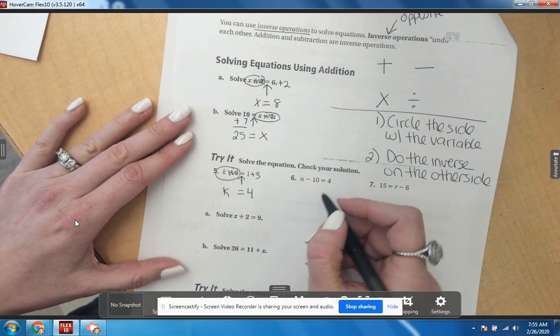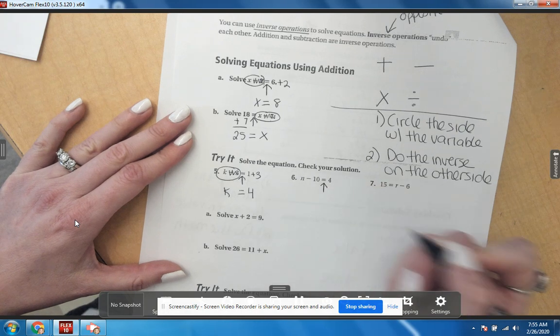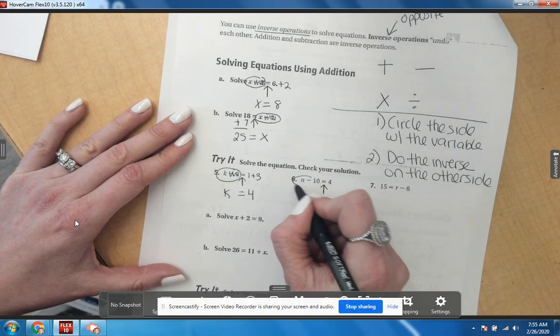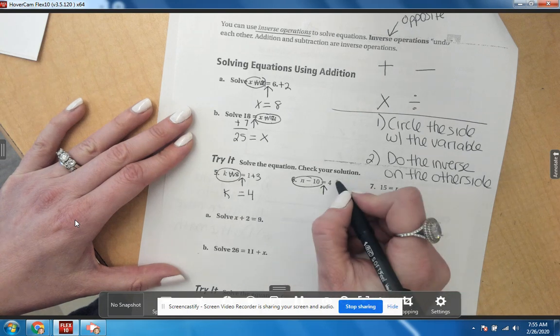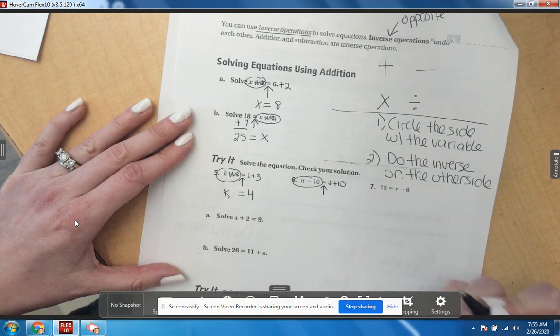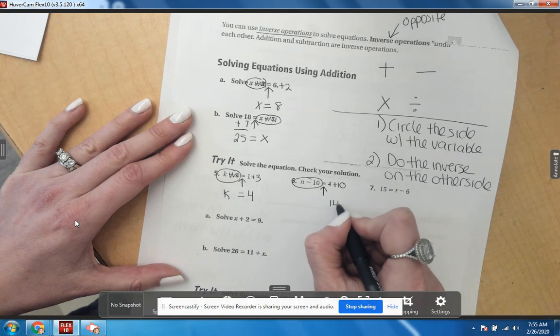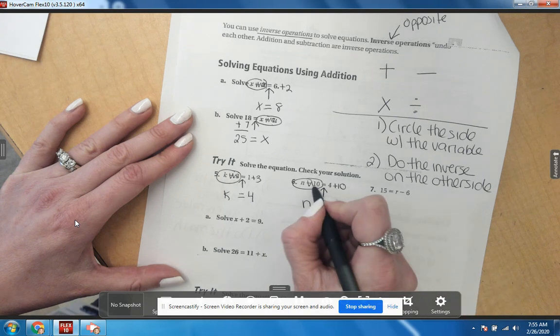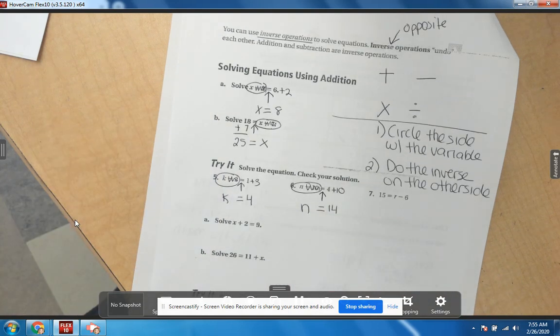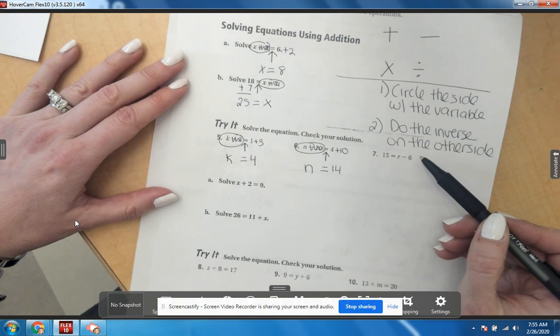Okay. Number 6. Here's our middle of the problem, our equal sign. Circle the side with the letter. The opposite of taking away 10 is adding 10. So we're going to do that on the other side of the problem, which is 14. Bring down the equal sign. Bring down the letter. And then you can cross off the little minus 10 to show that you did your steps.